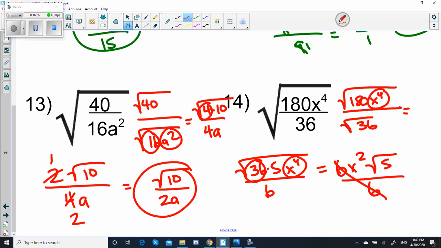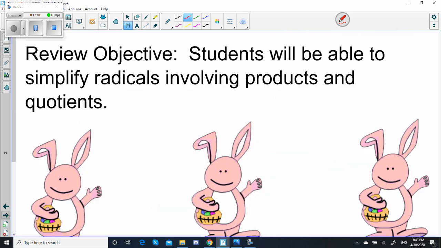The 6's canceled, don't they? So my final answer is x squared radical 5. 6 divided by 6 is just 1, so they go away. And you could write it as 1x squared radical 5 over 1, but it's not necessary. All right. And I'm all done.